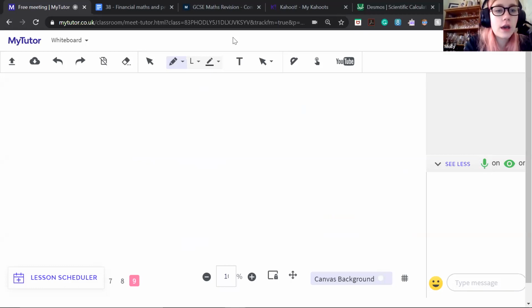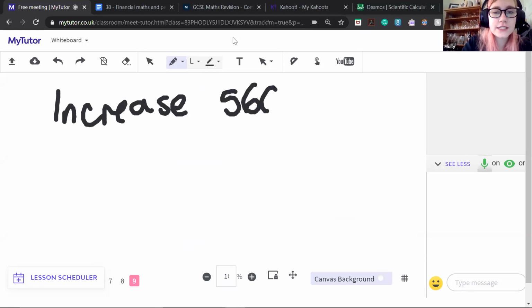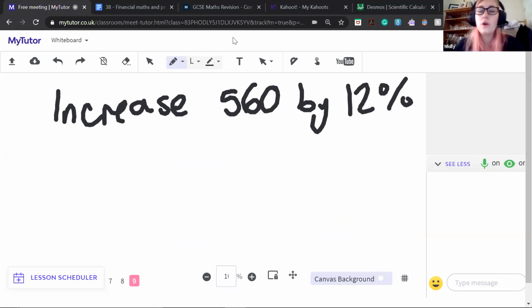So for example, increase 560 by 12%. Well, first of all, who can tell me the multiplier for just 12%?